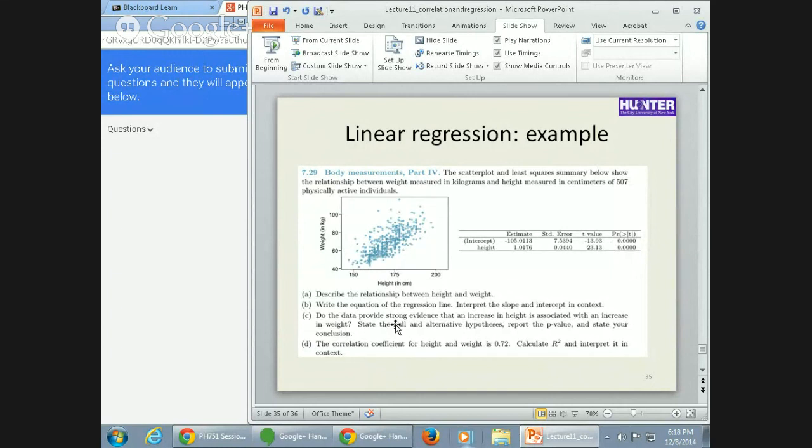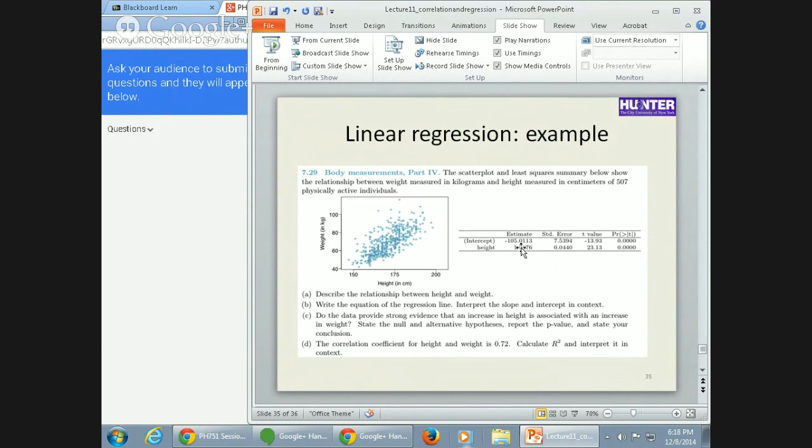The null and alternative hypotheses. There's no correlation at all. There is association. Yep. P-value of less than 0.0001.